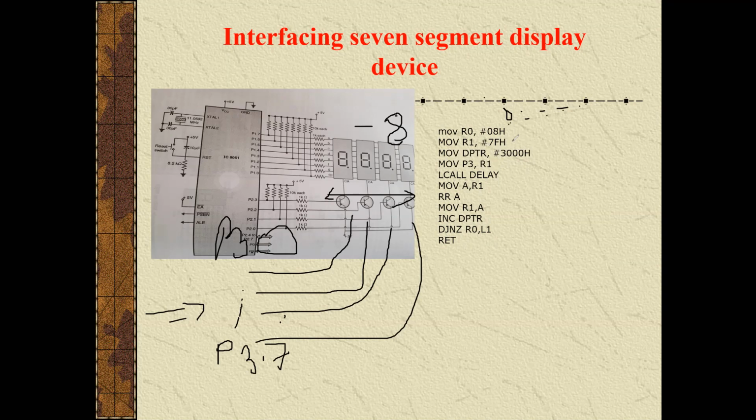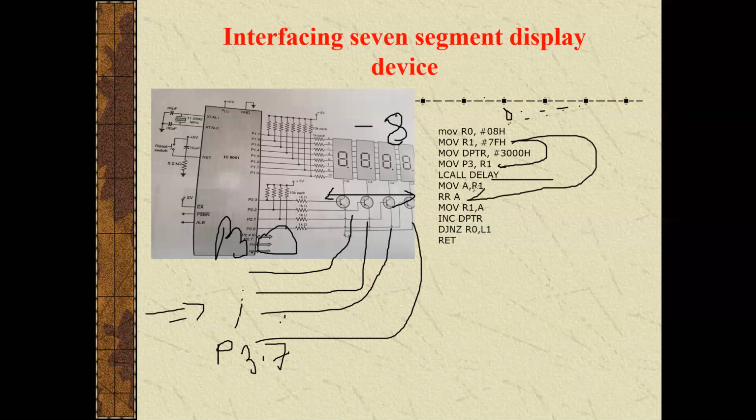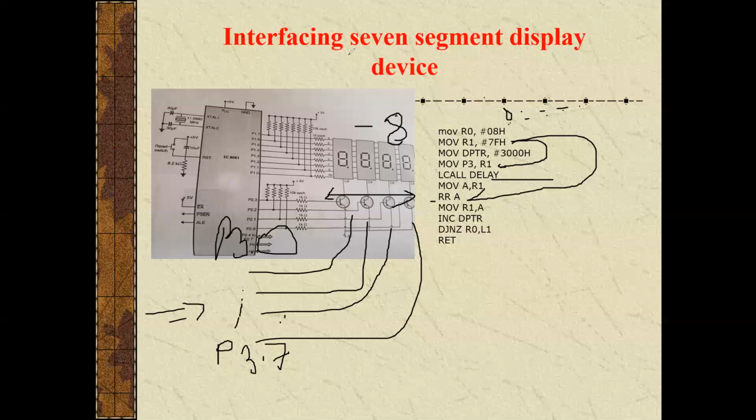Then I am loading this to port 3. Port 3 is nothing but, after accessing port 3, it will enable the particular 7-segment display to display the digit. Then after that, we wait for some time, hence LCALL delay. After that, moving the accumulator to R1. Then what will happen here? R command, nothing but rotate the 8-bit.